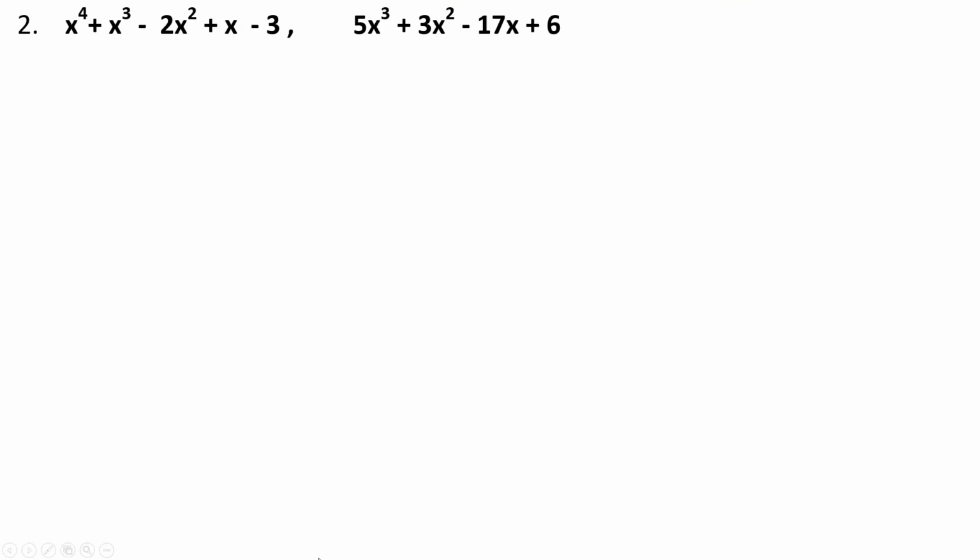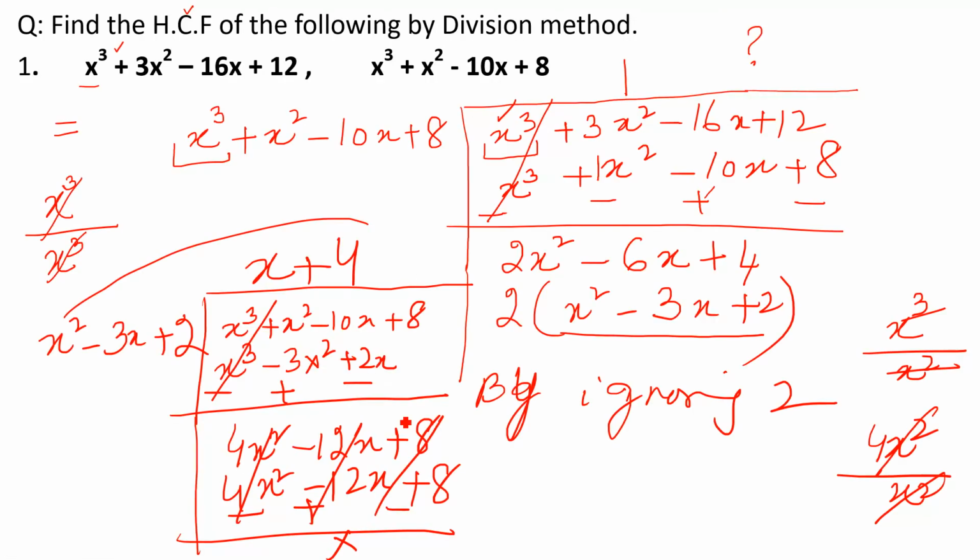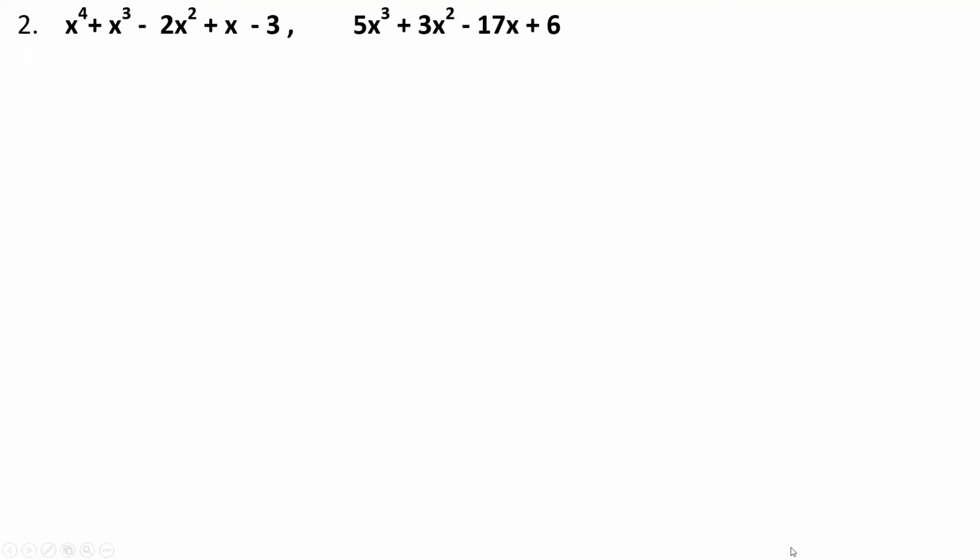0. Right? Now we get 0. So what makes this question 0? This x square minus 3x plus 2. So this is the HCF. The question was to find out the HCF. So this is the HCF. Very simple.